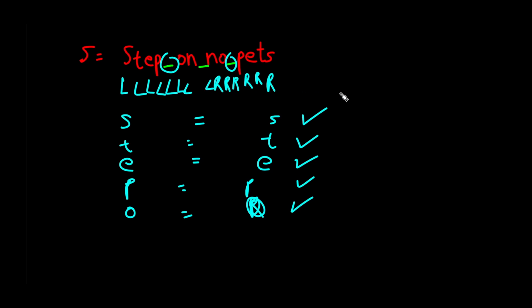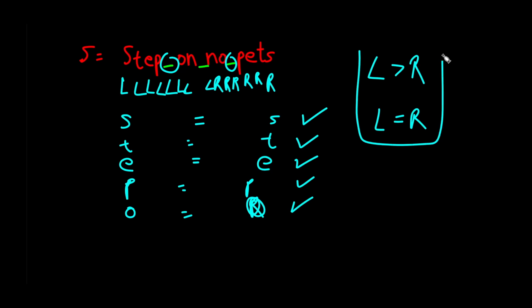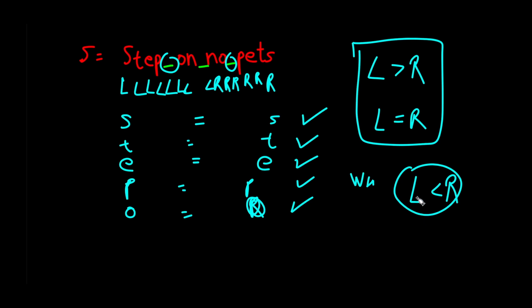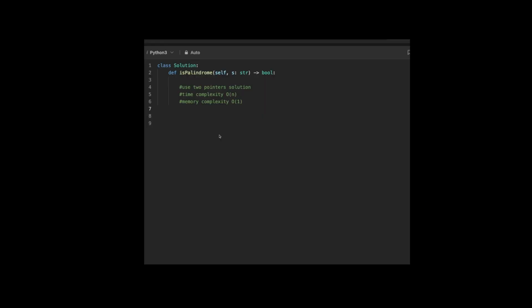There are going to be two possible conditions where we're going to stop. One condition is if L becomes greater than R, or if L is equal to R. Whenever we reach these two conditions, we will stop. It means that the phrase we have evaluated so far is a palindrome, and we will be able to return true. So the condition we will use in our while loop is L has to be smaller than the right pointer. This is what we will put into the code. Let's write some code now.